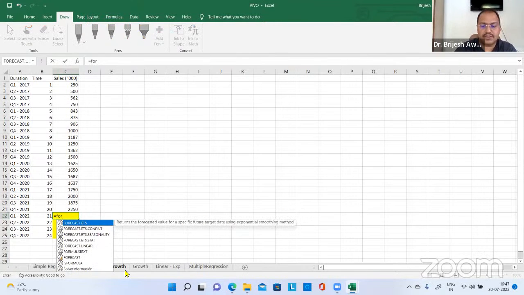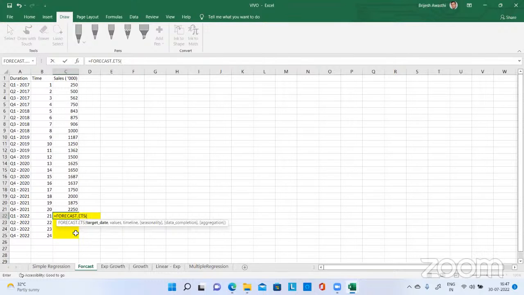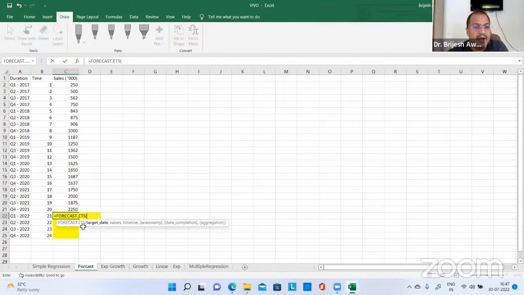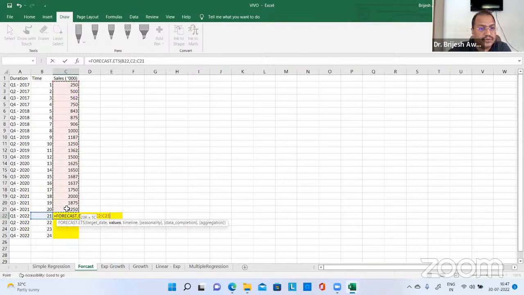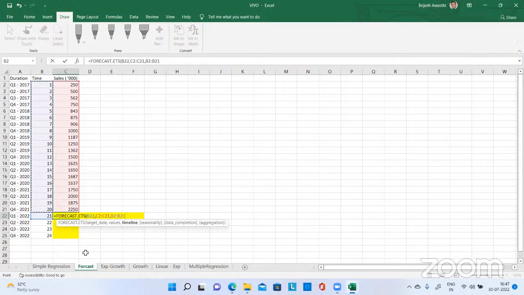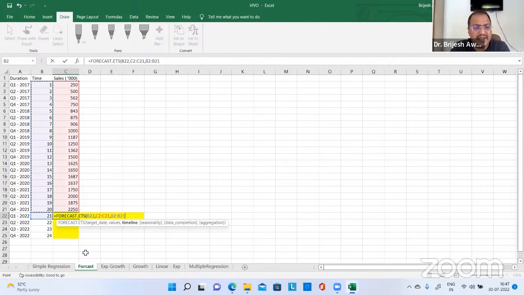If I type forecast.ets, with this function we can establish the forecast value, right? The target date, my targeted date is 21, which is the X value. Yes or no? Then next is the values. The sales is my values, comma. The time series, that is my timeline. And according to me, there is no seasonality.